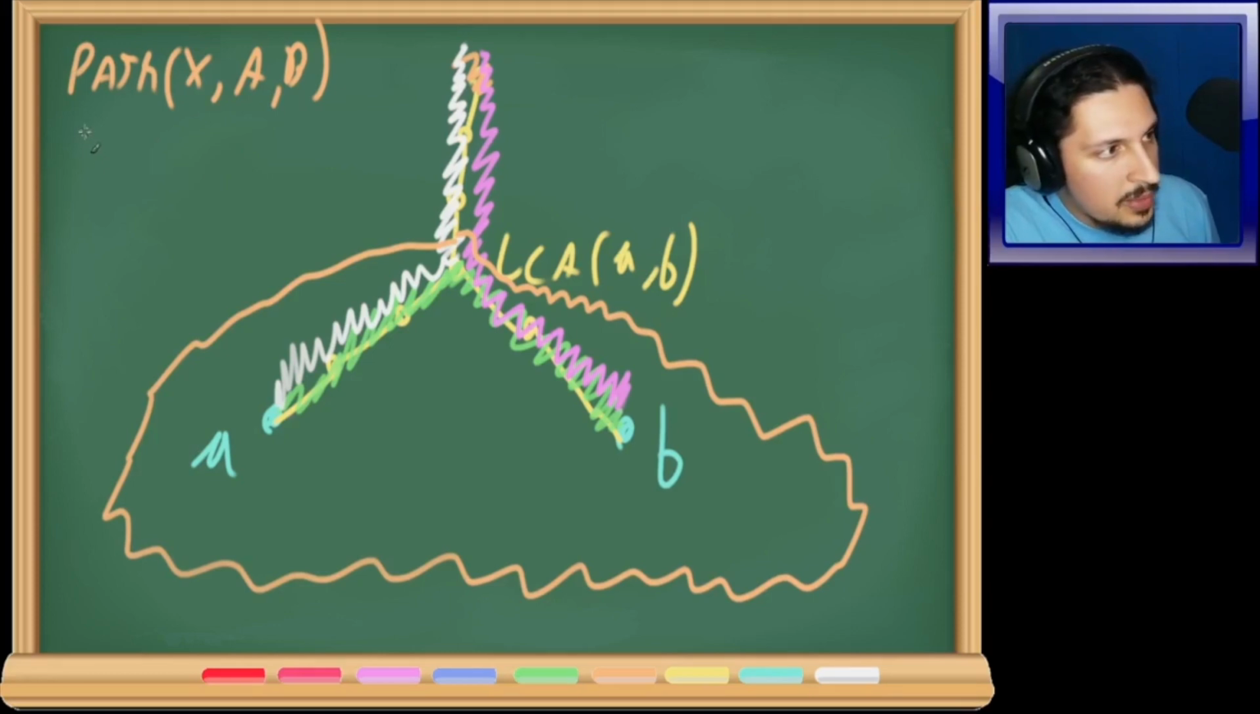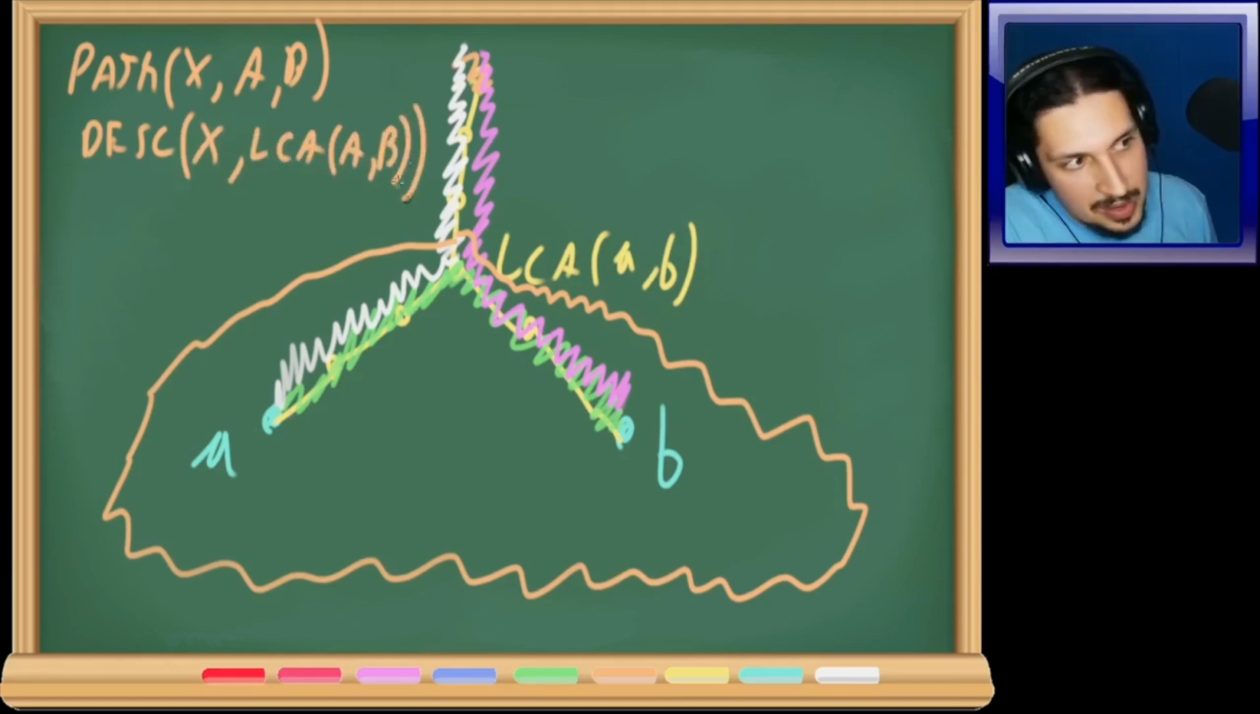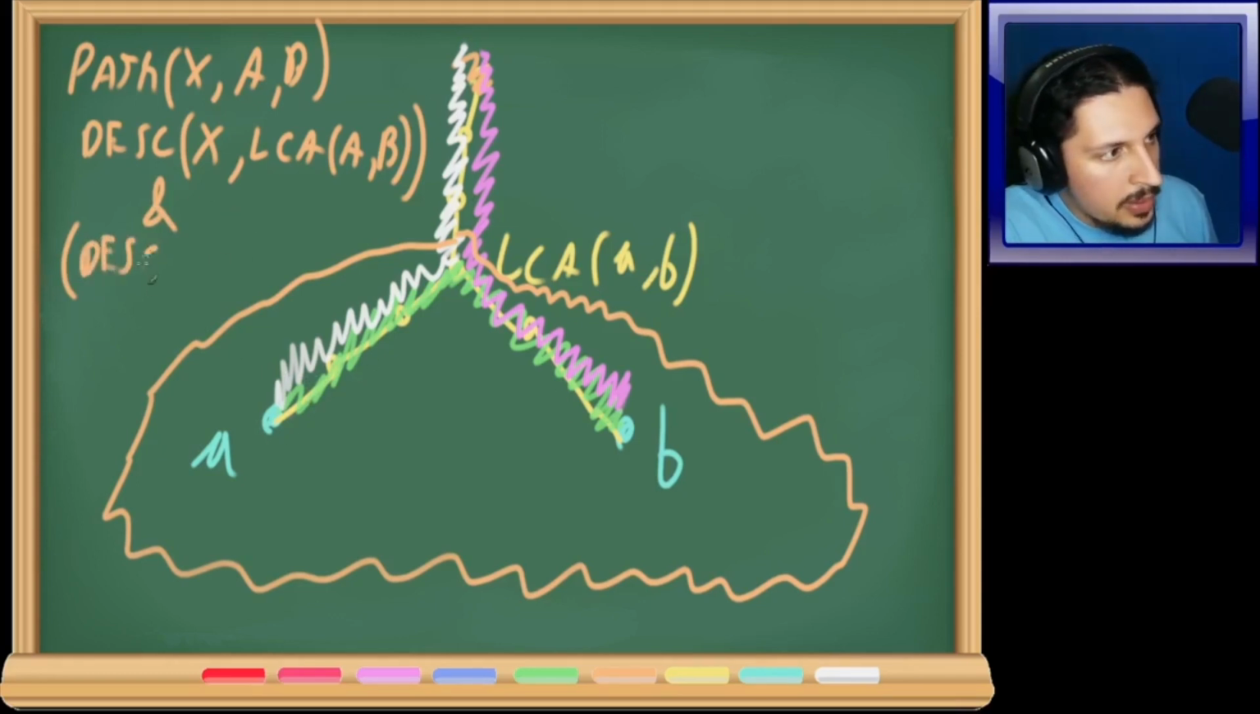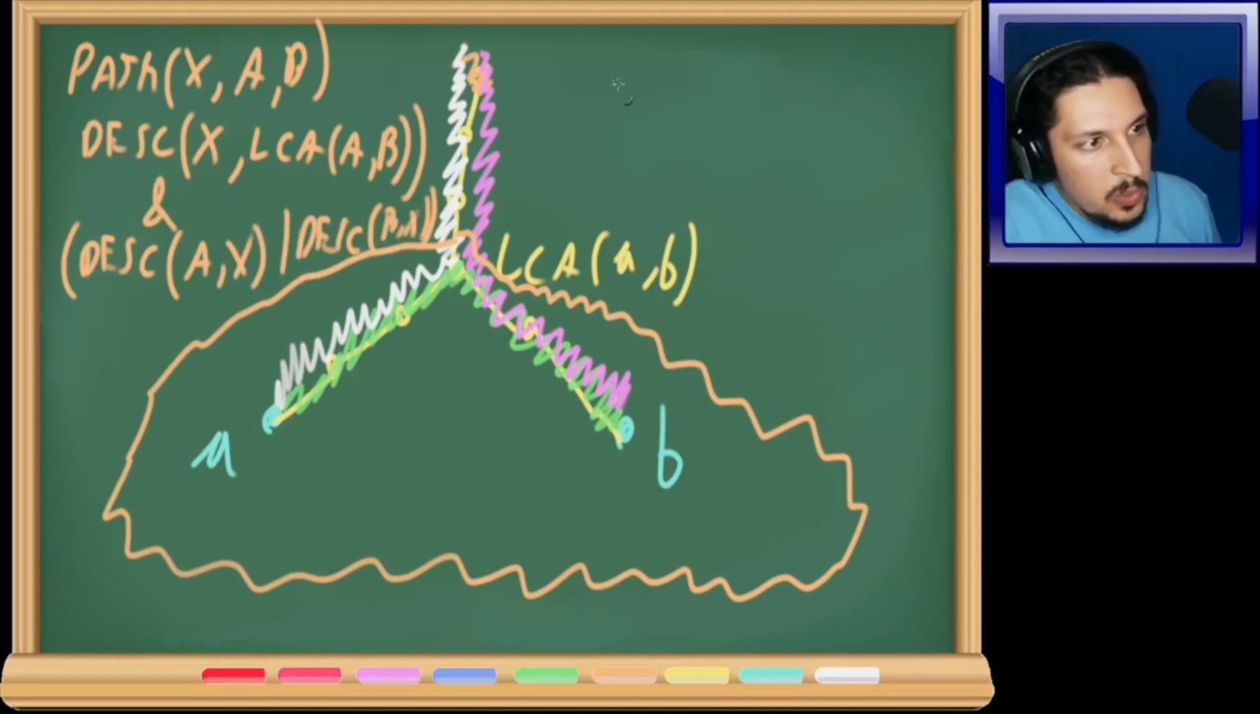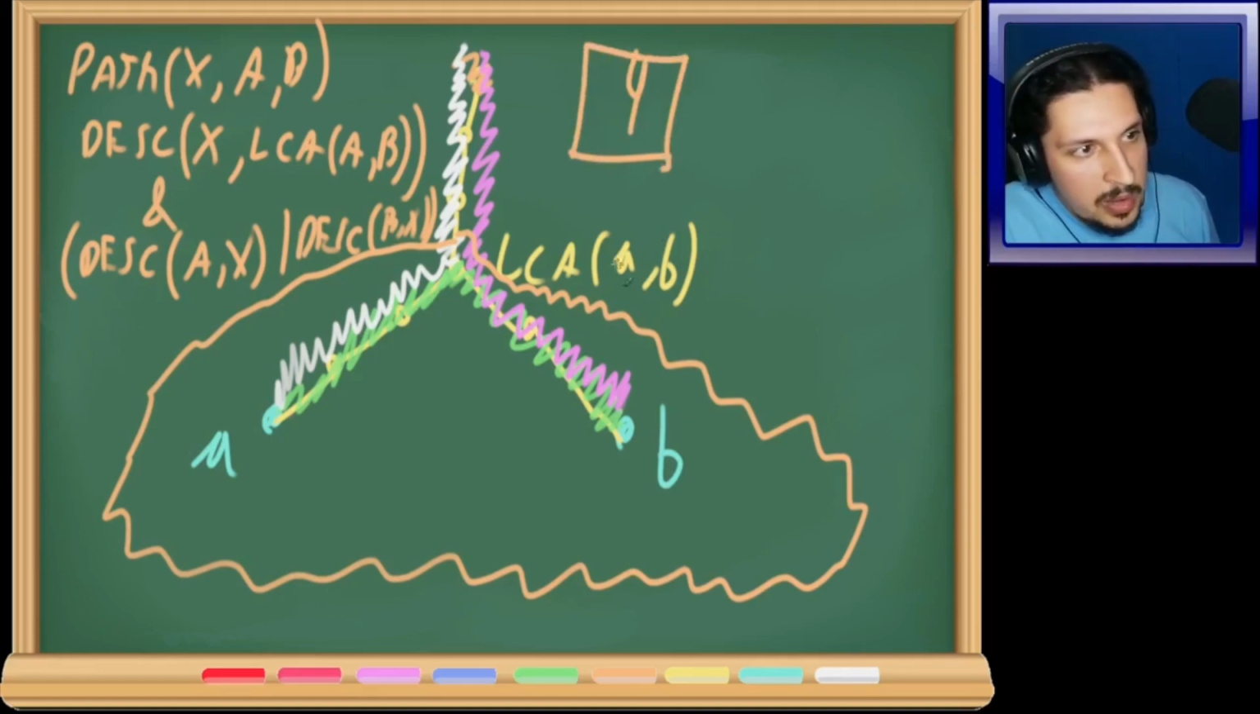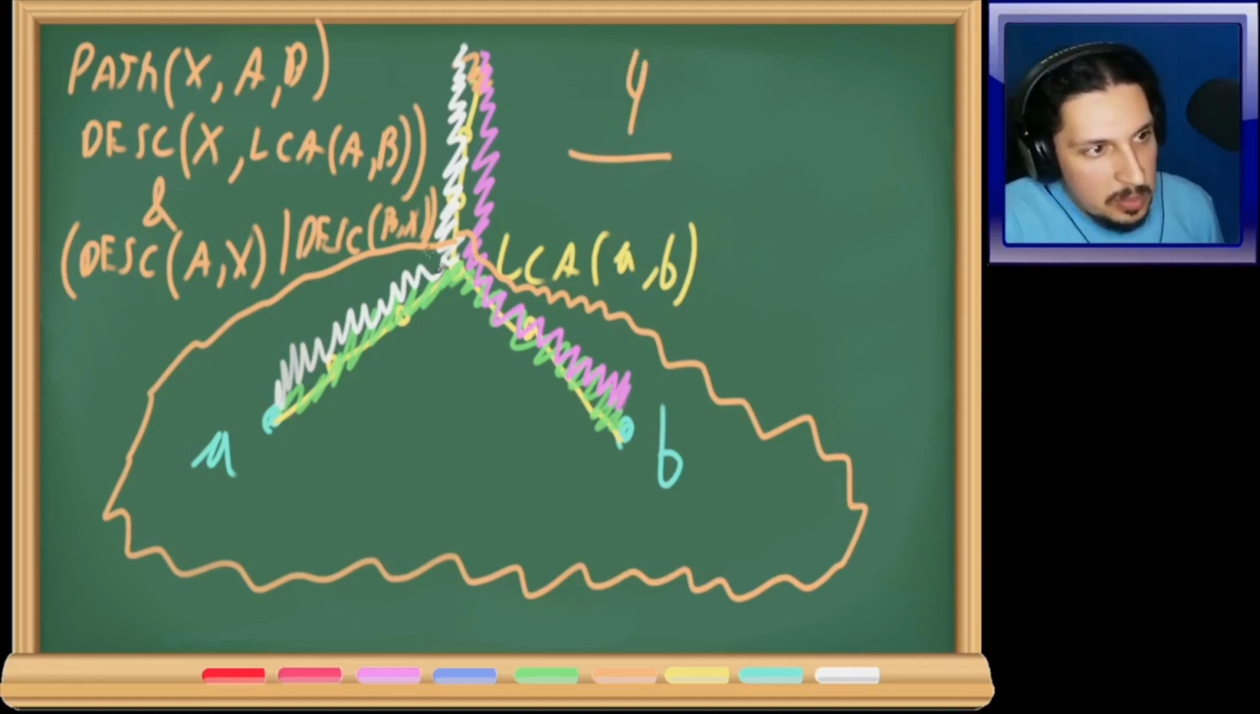What do we want? We want X to be a descendant of the LCA of A and B, which the problem allows us to ask. And we also need one of 2 conditions. We need either that X is an ancestor of A or an ancestor of B. And we can also write this as A being a descendant of X. That's the same. Or descendant BX. And that's it.